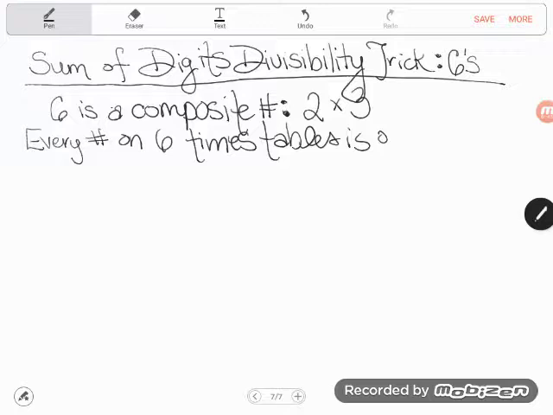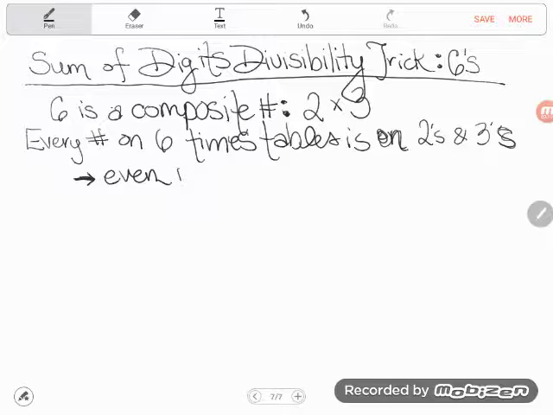Because it's on, sorry, I'm having all kinds of technical difficulties on this video. It's on the 2 times tables and it's on the 3 times tables. Okay, so super good news because we already know the rule for 2's. Remember the divisibility trick for 2's is one of those final digit tricks. We learned basically that all even numbers are divisible by 2.